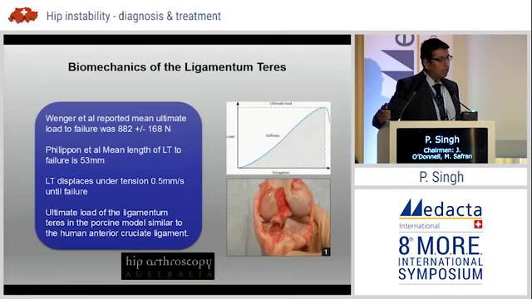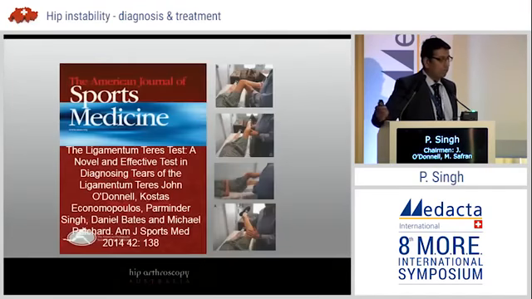And when we look at the biomechanics of the ligamentum teres, we know the tensile strength is comparable to the ACL. We know from Mark Philippon's work in the lab that the mean length the ligamentum teres elongates to before it snaps is approximately 53 millimeters, and most tears occur intrasubstance, although this can occur at the foveal or ischial attachment of the ligamentum teres. And we know the ligamentum teres displaces under tension approximately 0.5 millimeters per second until failure from his work.